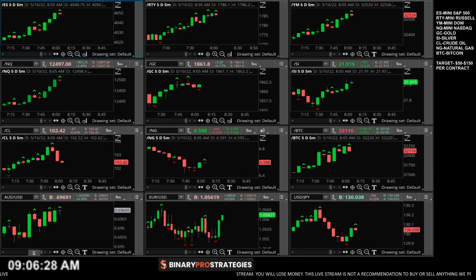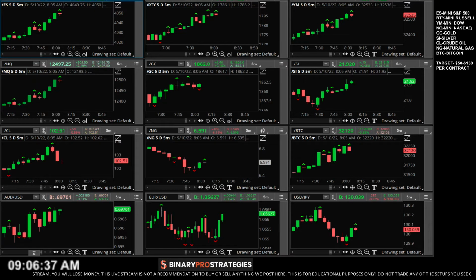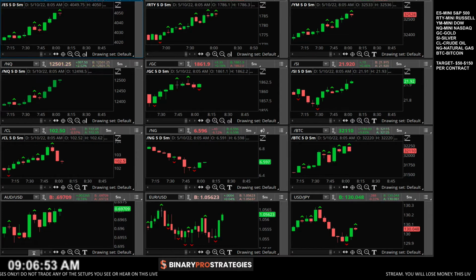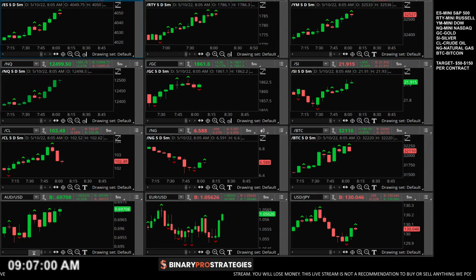Okay, possible buy coming up on the US yen. Gonna watch that. Still have a little bit of time here to make sure that this pattern develops. Nothing on the indices this morning. Indices looking strong. Expect a higher opening on the Dow this morning. Possible buy forming on the gold. Maybe a possible buy forming on the silver.